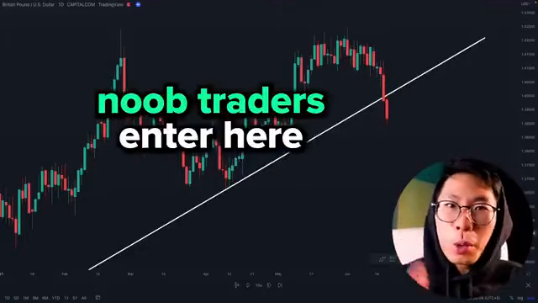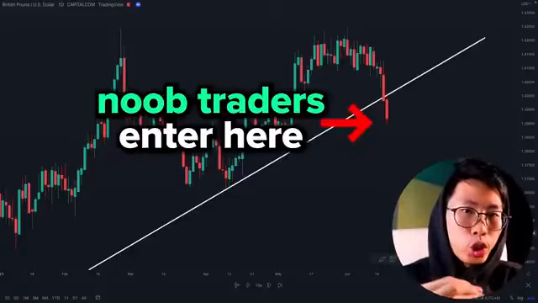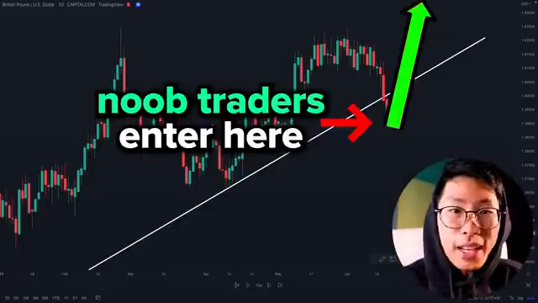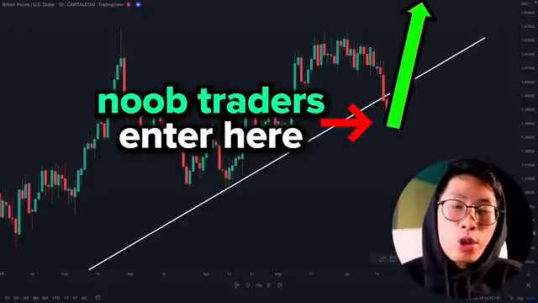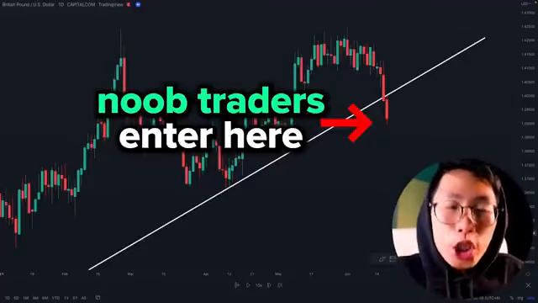Most beginner traders, they will enter for a sell right here immediately when price breaks through the trend line, and end up the price went back up and it's a fake out and they lose a lot of money. So please do not commit this mistake. Do not enter yet. Be patient.